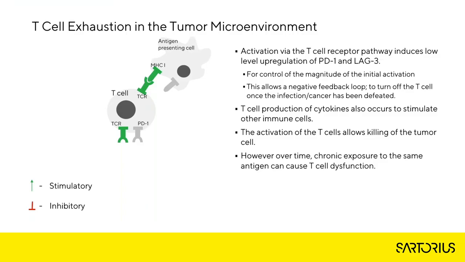T-cells within the tumor microenvironment interact with antigen-presenting cells, or APCs, which present the cells with a foreign antigen. This stimulates the T-cells to activate via the T-cell receptor pathway and/or CD3. Activation of T-cells induces low-level upregulation of the PD-1 and LAG-3 markers to both control the magnitude of the initial activation and also to act as a negative feedback loop. Upon activation, the T-cells produce a number of cytokine and chemokines to stimulate other immune cell types to respond. The activated T-cells also act by killing the cancerous cells.